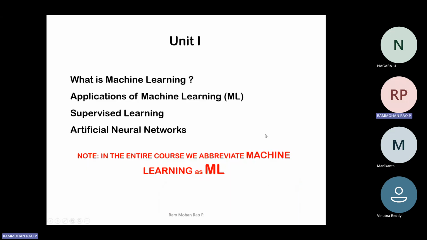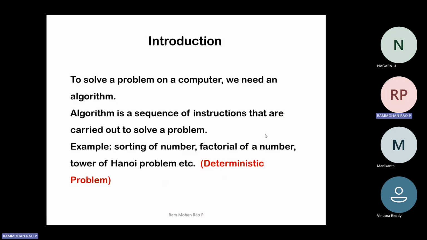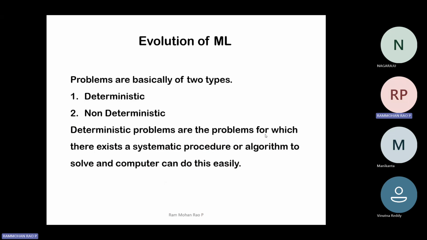Right, friends. So what is machine learning? This PPT was shared yesterday so that before coming to the class, you come with a little bit of preparation. So we will briefly try to understand. Yesterday you might have observed that problems are of two types: deterministic problems and non-deterministic problems. Problems for which there exists a fixed algorithm, a fixed procedure to solve them, all come under the category of deterministic problems.